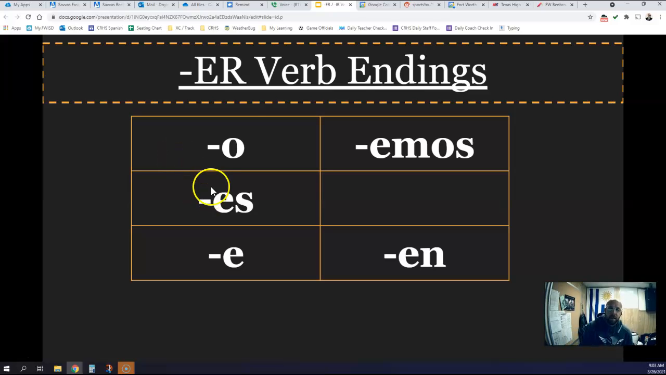Es, emos, and en are a little bit different in that when we had an AR verb, these were all A's. It was o, as, a, amos, an. So we've just changed one of the letters. So o, es, emos, en. Repeat that after me.